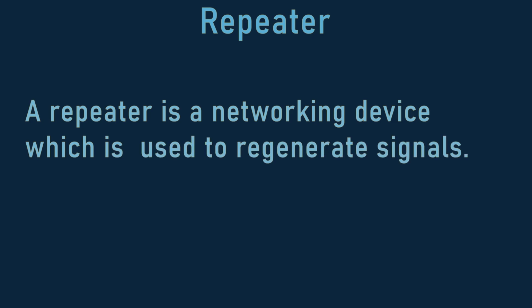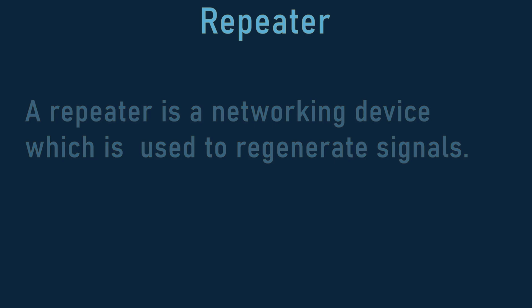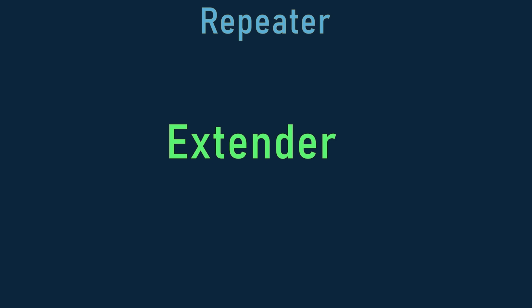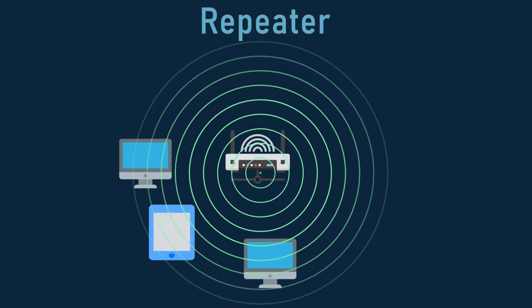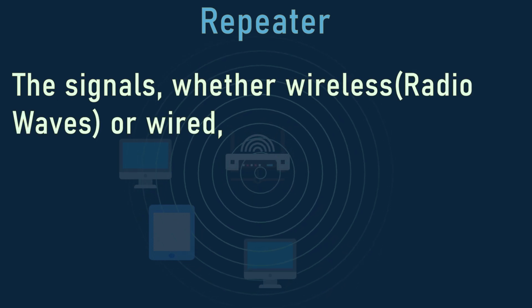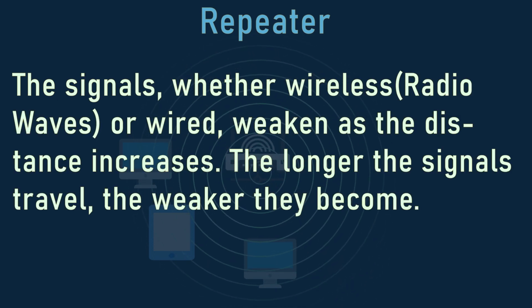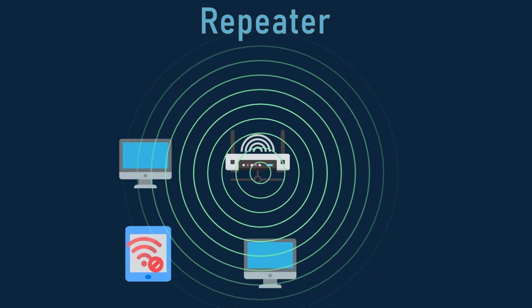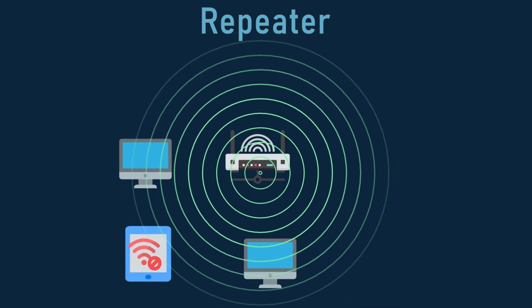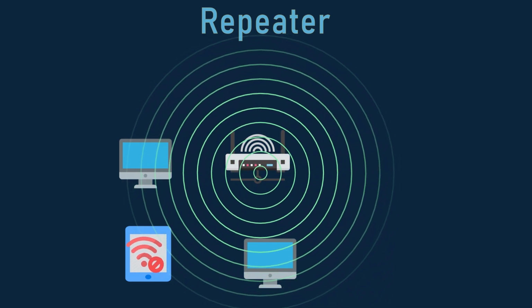A repeater is a simple networking device which is used to regenerate signals. Basically, it extends the range or coverage of a network. It is also known as an extender because it extends the network's range. What happens is that the signals, whether wireless or wired, weaken as the distance increases. The longer the signals travel, the weaker they become. This weak signal can cause issues such as a slower internet connection and frequent disconnections. So, to boost or enhance the signals, we need to use a repeater.